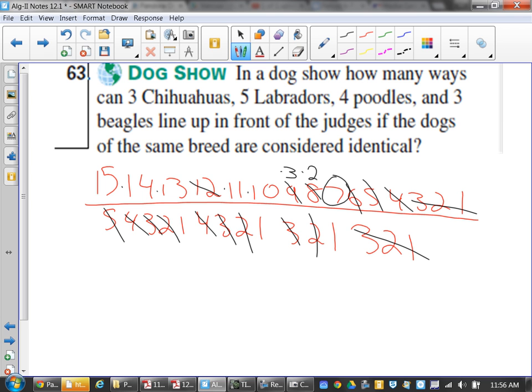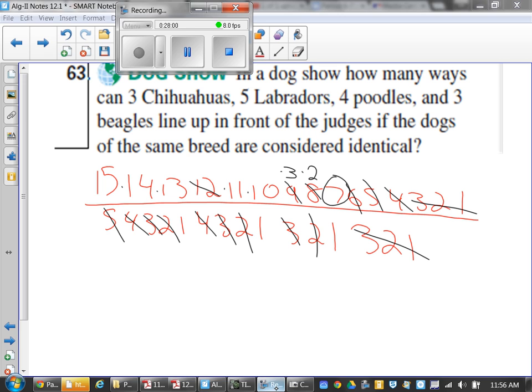Hold on. Yes, sir. How did you get the 3 and the 2? 4 goes into 8 how many times? And the 3 and 9: 3 goes into 9 how many times?